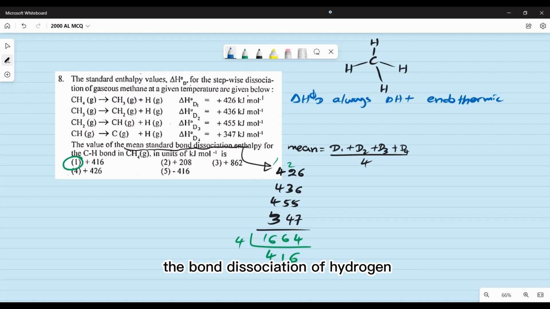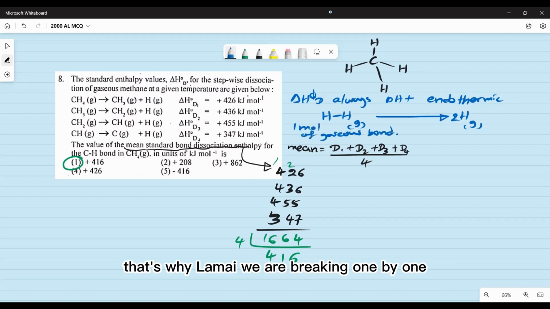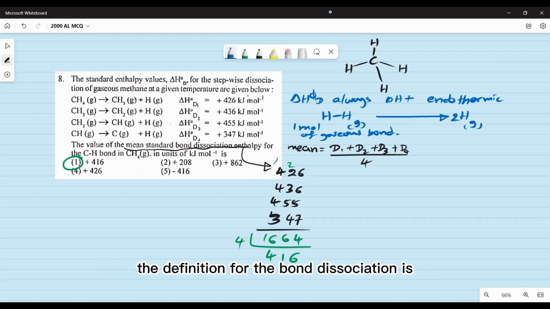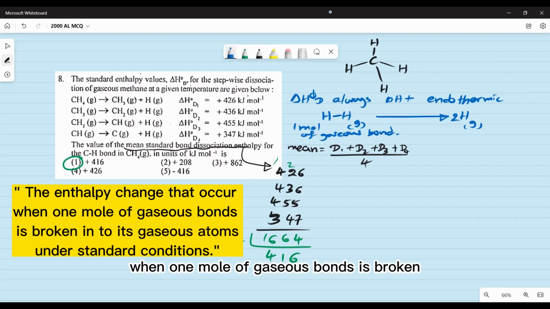If I give you a simple example, the bond dissociation of hydrogen: we have 1 mole of gaseous bonds and we are breaking it into its gaseous atoms. That's why we are breaking one by one, because at a time we are breaking only 1 mole of bonds. So that's why we have to do it 4 times. That's in the definition. The definition of bond dissociation is the enthalpy change that occurs when 1 mole of gaseous bonds is broken into its gaseous atoms under standard conditions.